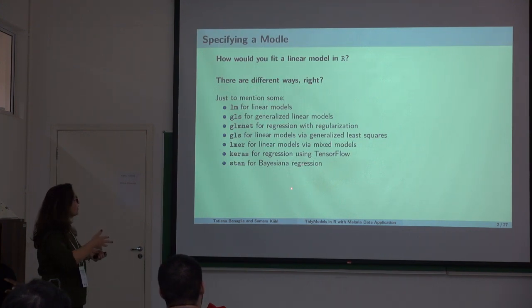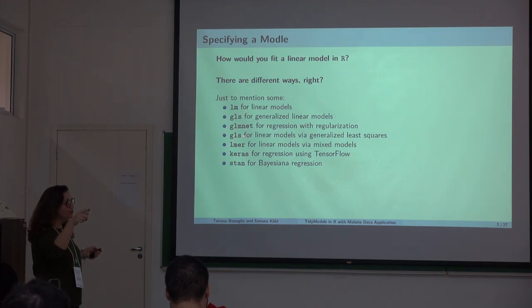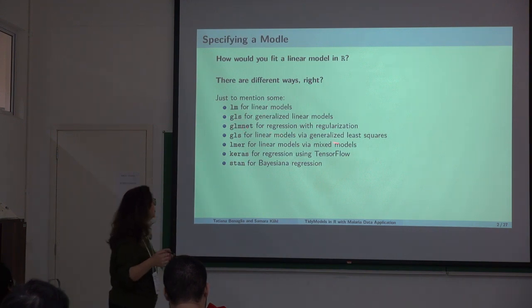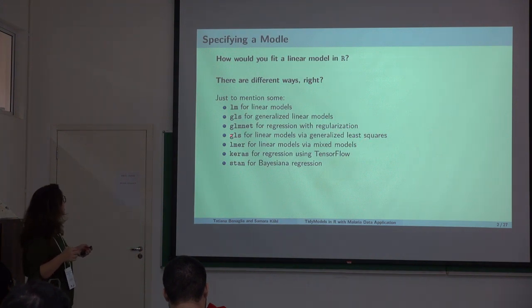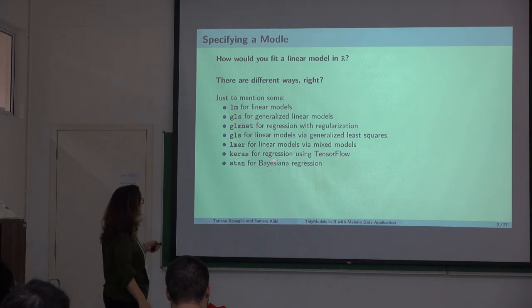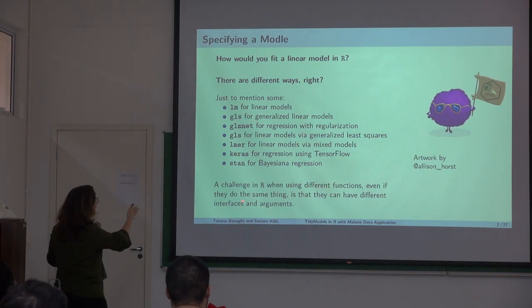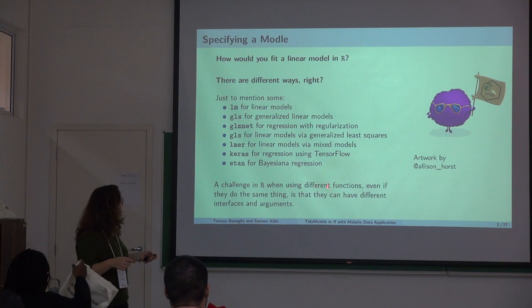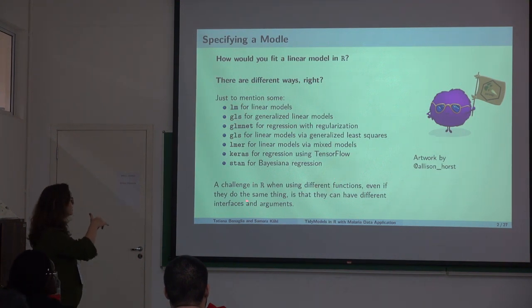But there are lots of them. I forgive you guys because we only use LM. But if you go to another class, like generalized linear models, you use GLM, glmnet for regression with regularization, GLS for generalized least squares, lmer for linear mixed models, and so on. Stan for Bayesian regression. So see, the challenge in R when using different functions, even if they do the same thing, is that they can have different interfaces and arguments.